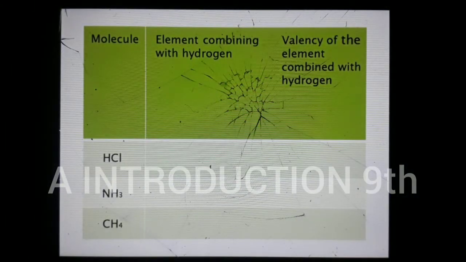We can easily identify the valency of an element based on how many hydrogen atoms it could combine with or displace in a chemical compound. Look at this table. Since chlorine combines with one hydrogen atom, its valency is 1. Nitrogen combines with 3 hydrogen atoms, and so the valency of nitrogen is 3. Similarly, the valency of carbon is 4.